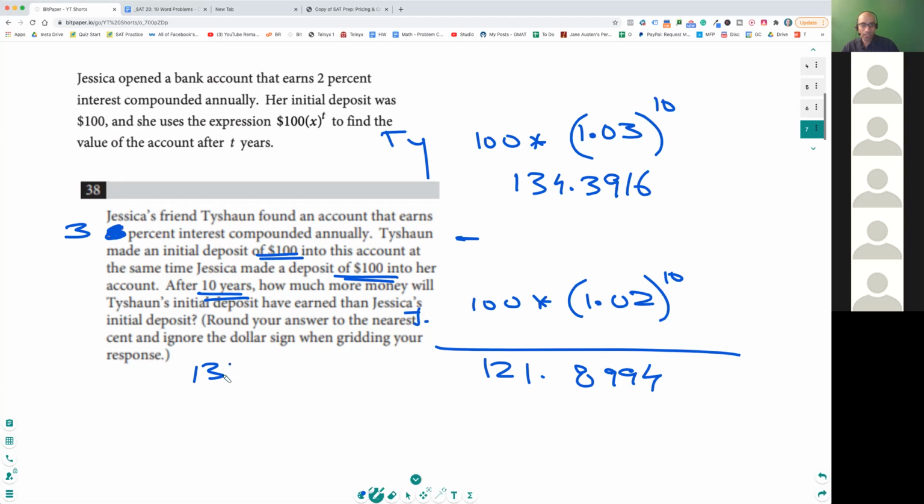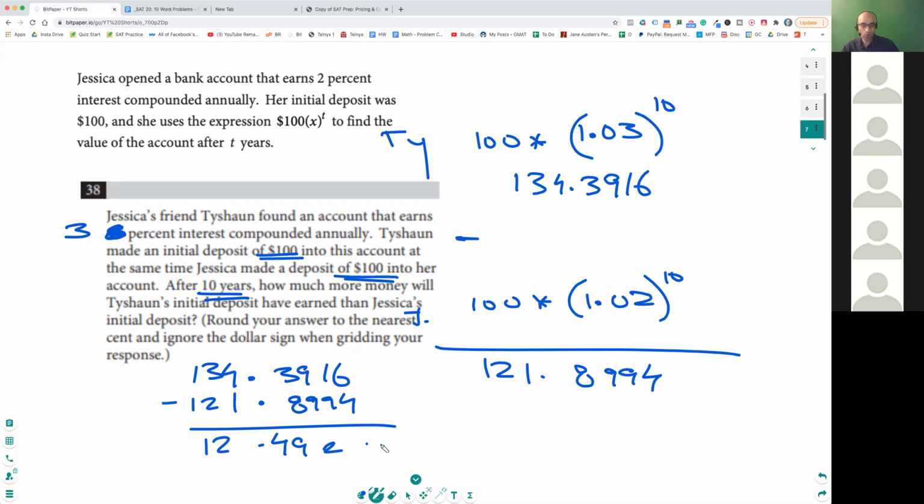Now take the difference between them. I usually take 4 digits for these kinds of crazy problems, so there's never a doubt in my mind. Then you do 134.3916 minus 121.8994. That gives you 12.4922. This is still a slightly rounded number, but it's easy for me. So these last digits are gone because it's 2 digits, and that gives you your answer. So 12.49, very nice. Most of you got it.